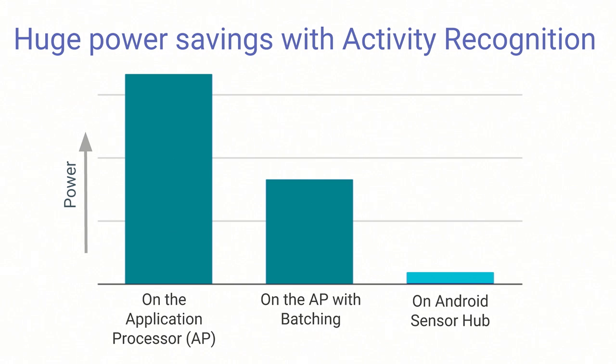So what are we saving in terms of power? It's quite simple. When you run activity recognition on the application processor, it consumes quite a bit of power. When we introduced sensor batching, we were able to cut that number down in half. Running that same activity recognition model on the Android Sensor Hub costs us just a fraction of the power. And this is just the start.